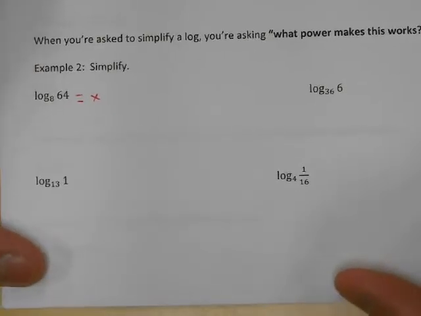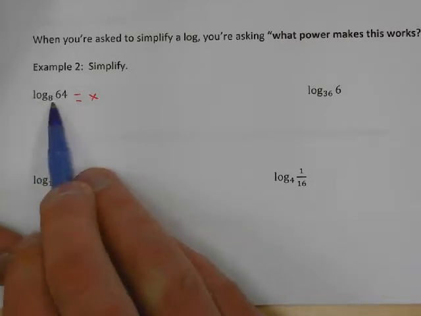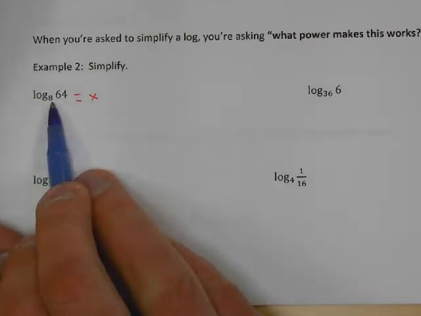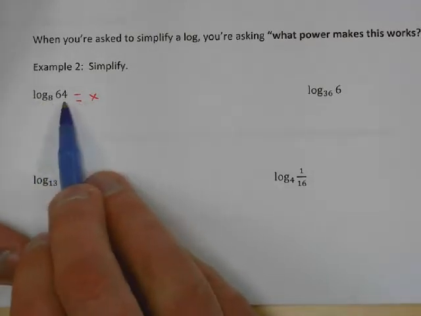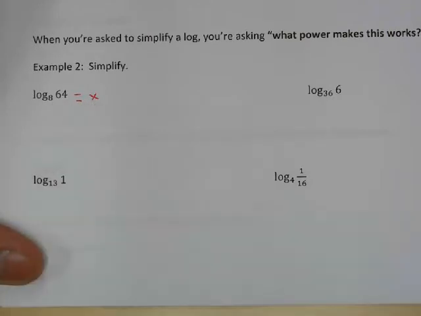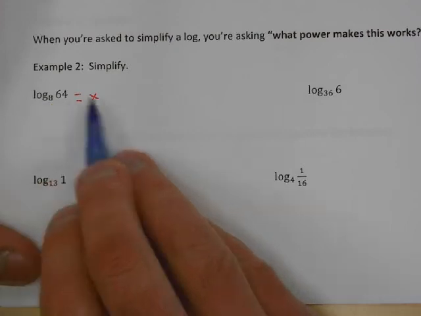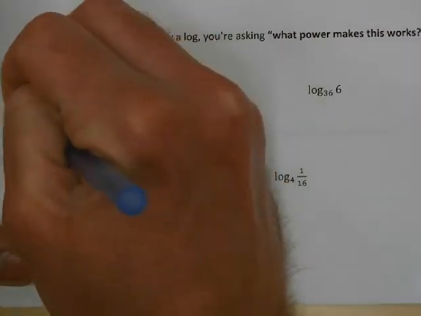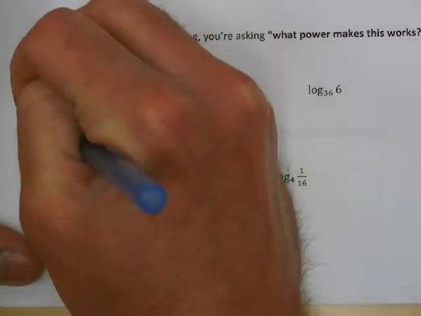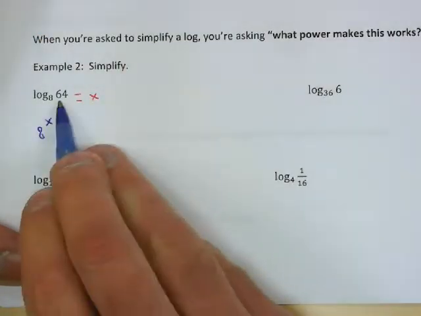So we had this problem here, log of 64 base 8. Now, an optional thing, you don't have to do this, but I'm going to say it's going to equal something. And now I want to convert this to exponential notation. It's always my base to my power, so 8 to the power of x equals that number there.